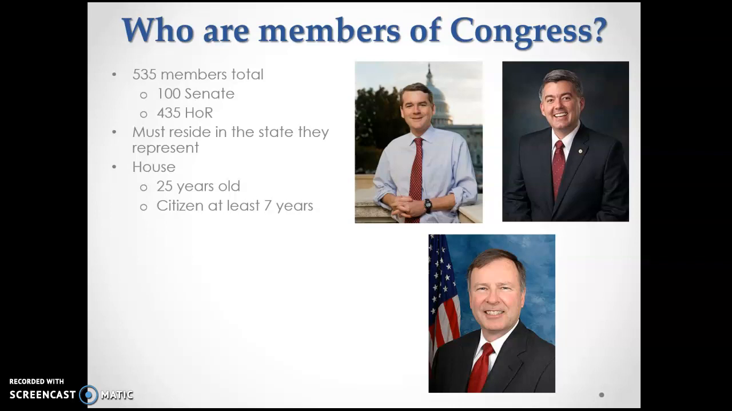Now, this is an interesting fact because obviously, if you look at citizen for at least the last 7 years, implied in that would be that you could be born in a different country. You could have lived most of your life in a different country, but maybe you immigrated to the United States and became a citizen, and then 7 years later, you could run for Congress, right? In the House of Representatives.